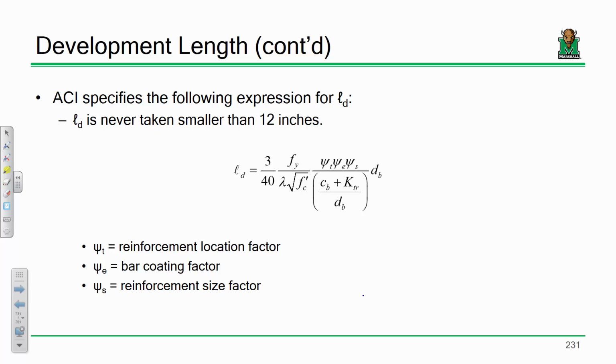So development length is how far a particular bar needs to be embedded in order to develop its full capacity. In other words, if I yank on that, I'm going to be able to reach Fy of the steel. That's what it is in a nutshell.